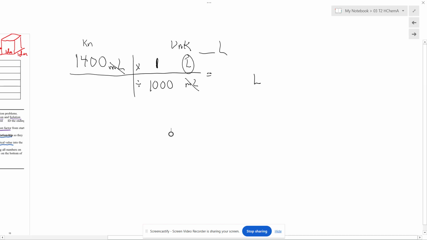1,400 divided by 1,000 is 1.4 liters. We have two significant digits in our original measurement. We have two significant digits in our final answer. So I hope that helps you understand how to do dimensional analysis.